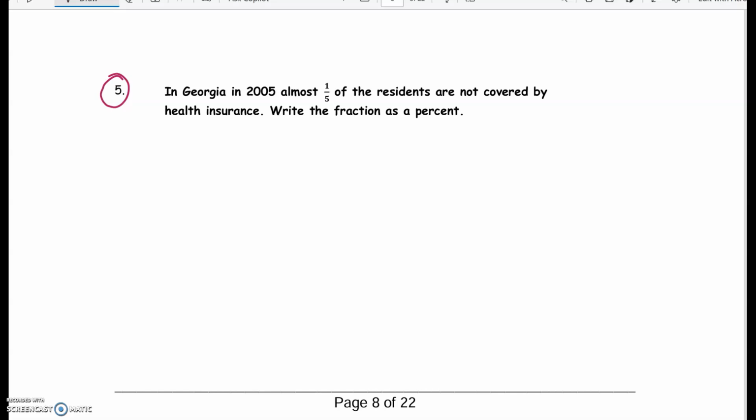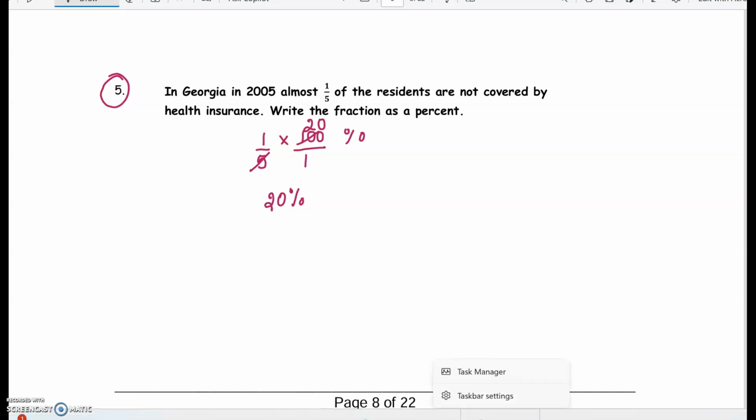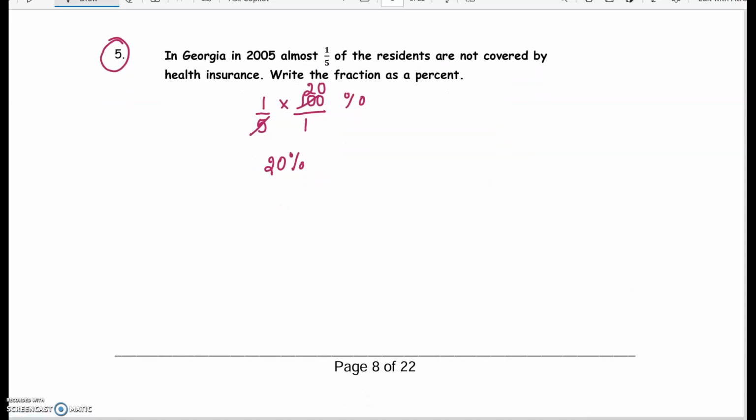In Georgia in 2005, almost 1/5 of the residents are not covered by health insurance. What does that look like as a percent? 1/5 has to now be converted to a percent. And what is the process? We multiply with 100%. So 5 goes 20 times into 100. So that would be the same as saying 20% of Georgia's residents are not covered by insurance.